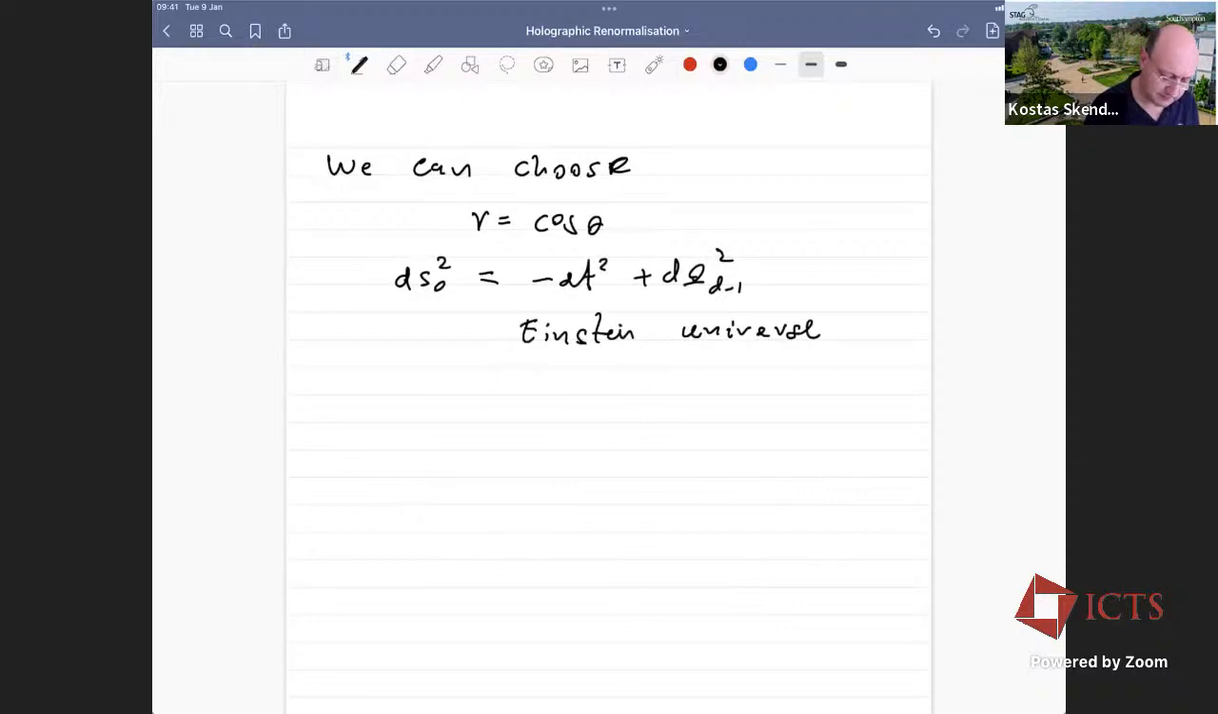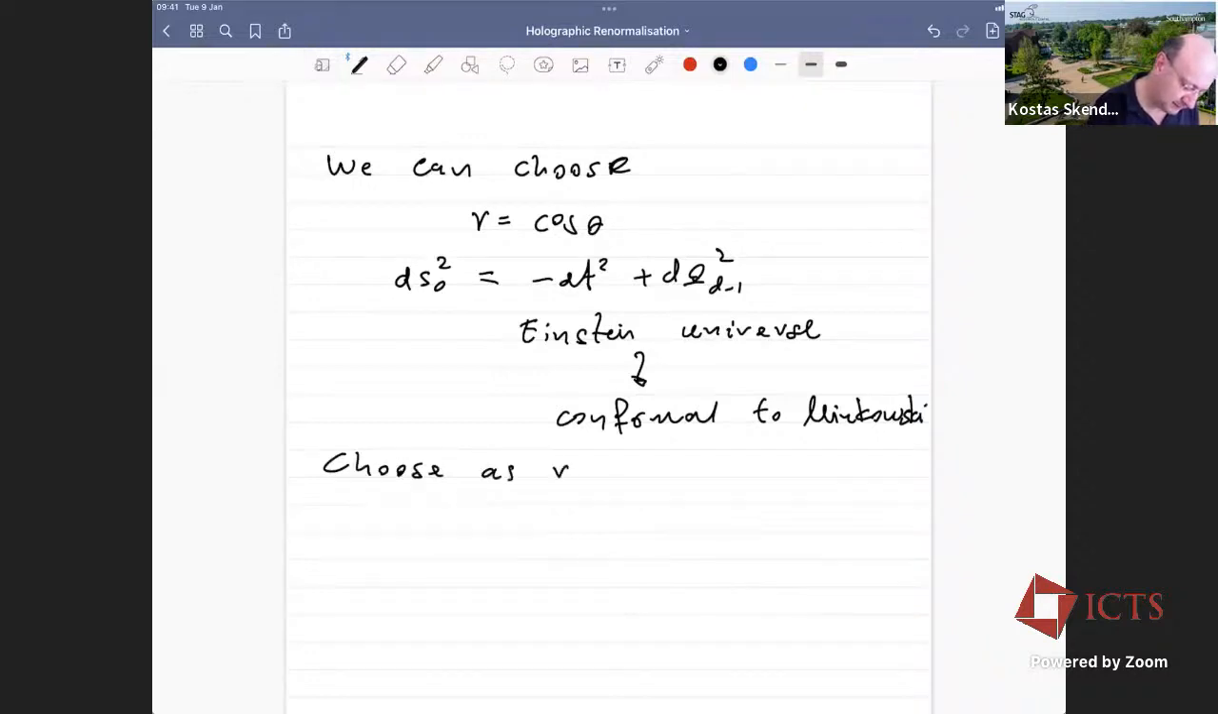Now the Einstein universe, it's easy to see, is conformal to Minkowski. And we just argued that the only object we can define using AdS is a conformal class of metrics, not the metric itself. So any metric within the same equivalence class is as good. Instead of considering the boundary to be the Einstein universe, we can equivalently consider the metric to be just Minkowski space. So now choose as a representative of the conformal class the flat metric.